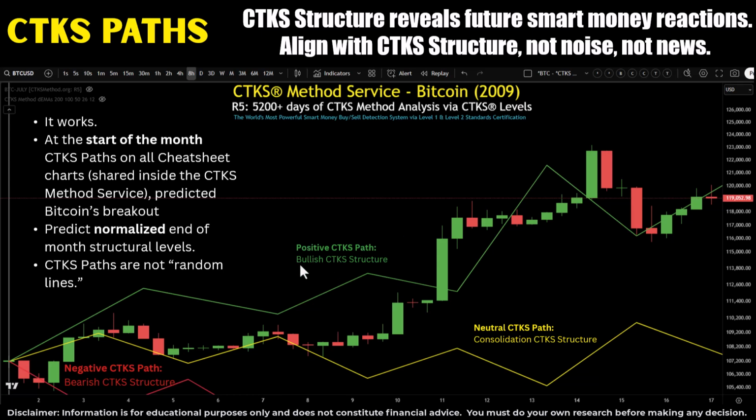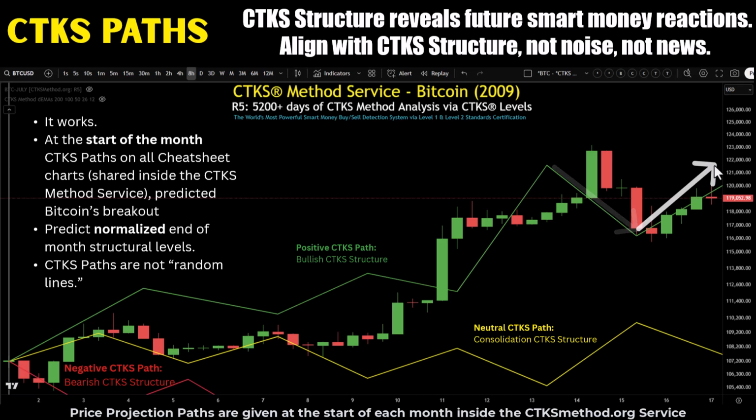At the start of the month, a CTKS path is overlaid on every single component of the cheat sheet, and that is shared within the service. And you can see this path predicted the breakout of Bitcoin. CTKS paths predict normalized end-of-month structural price levels.